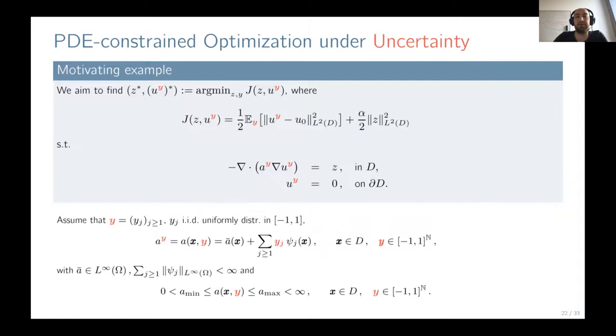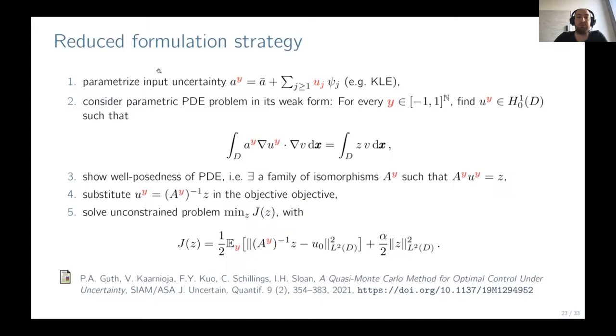So first of all, parametrization of the diffusion coefficient, for example, through some Karhunen-Loève expansion, then you can consider the weak formulation for the underlying PDE problem. If you can show that this PDE in itself is well posed such that you can solve the PDE given some random coefficients in your KL expansion, then you can write down the solution operator, which you can plug into the objective functional, and in the end you end up again with some unconstrained optimization problem.